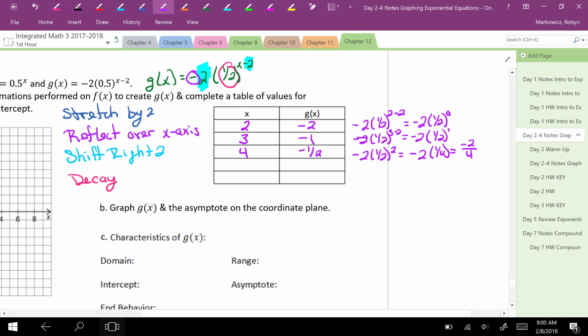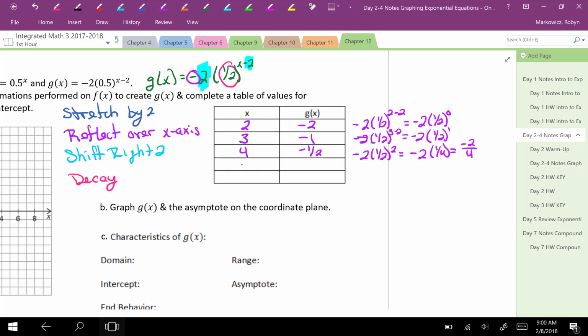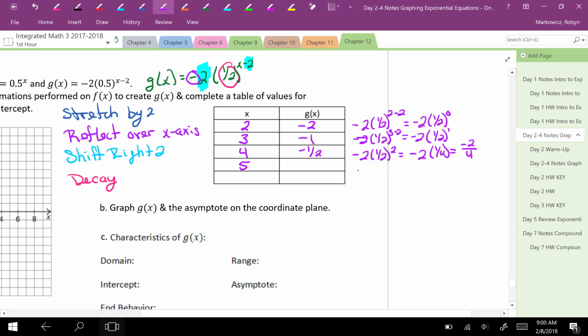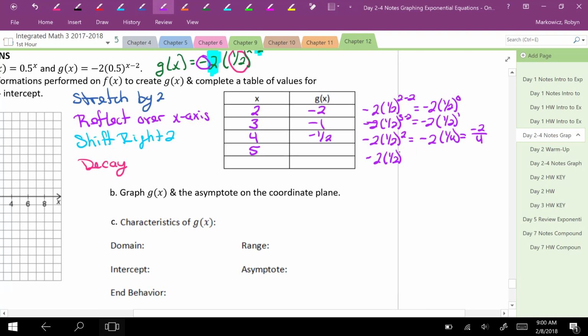All right, let's do one more. What's the next number you want to plug in? Let's do 5. All right, negative 2 times 1/2 to the 5 minus 2, it's 1/2 to the, not 5th. 5 minus 2 is 3. What's 1/2 to the 3rd power? 1/8. Good. Questions on how I'm getting these fractions?